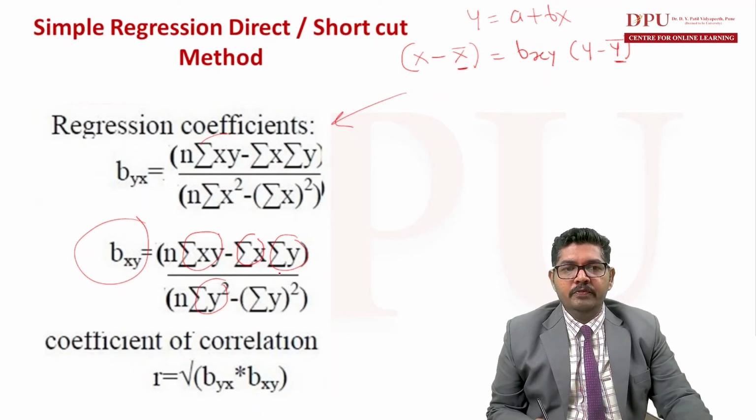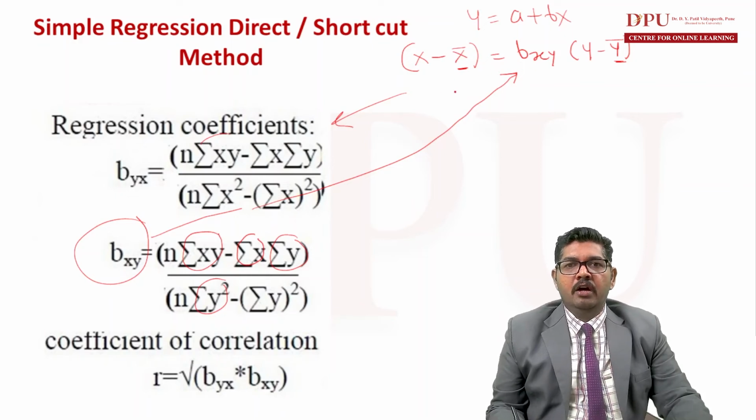So by putting all these values, we can calculate this regression coefficient, which we can put in this particular equation. By putting this regression coefficient as well as the x bar and y bar values, we get an equation in x and y. So that will directly give us the equation of x on y, right? Similarly, there is a y on x equation.